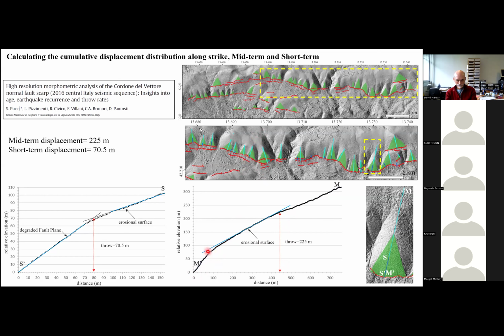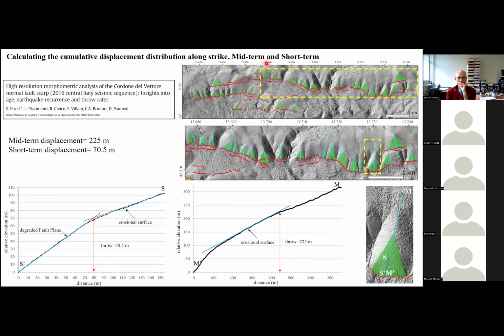And if we can find some places like here where there is another change in the slope, we consider it as the short-term displacement. For example, you can see it for this facet that is here. The midterm trough is 225, and the short term is 70 meters.